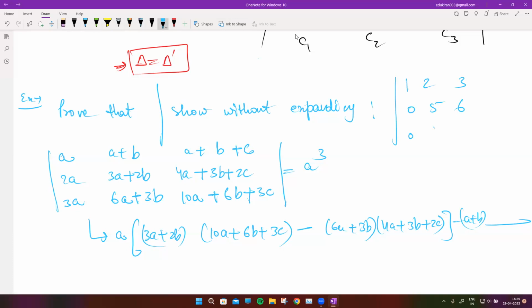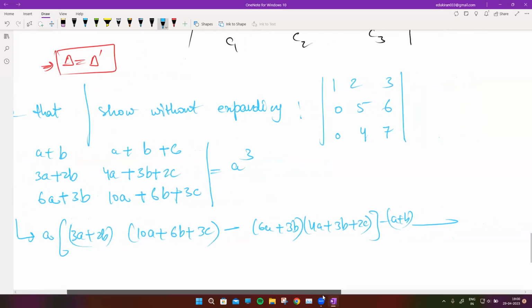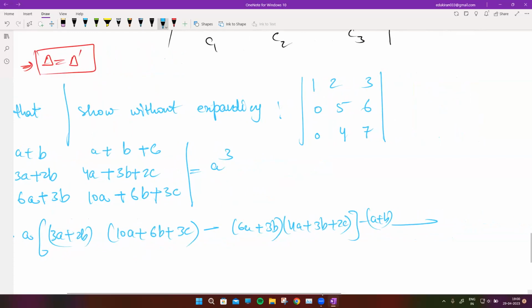Understand this simple logic first of all. Now, let's say I have a 3 cross 3 determinant, right? And in that 3 cross 3 determinant, there are 2 zeros, either in the first row or in any row or in any column. Simple. There are 2 zeros present in that determinant, and the 2 zeros belong to the same row or to the same column. In that case, you can directly simplify that determinant by the rule of this.